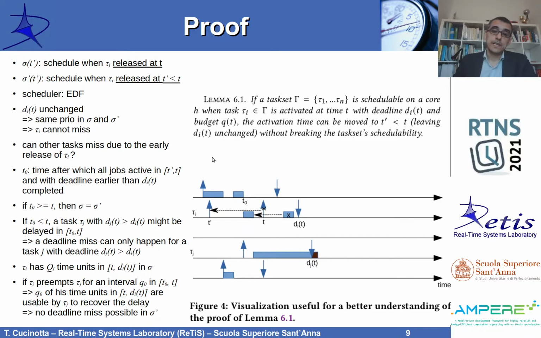If we consider the original schedule of the task set, we call it sigma. It can be seen as a function that gives us the task ID of the task to schedule on the CPU H at any time t. Then we have the original schedule obtained if tau I is released at time t, and sigma prime is the new schedule obtained when we anticipate the release of tau I at time t prime.